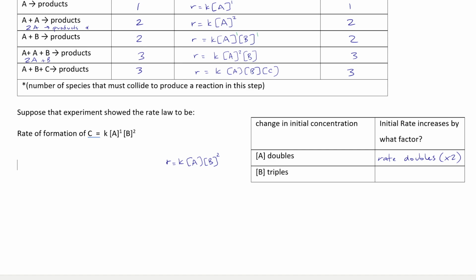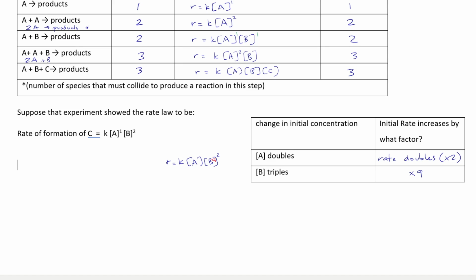Now, if B triples, so if we tripled the concentration of B, that would mean the whole rate would speed up by a factor of 9. That's because we are tripling the concentration, which means we have to raise it to the power of 2. So if B triples, then the rate would actually increase by a factor of 9. And so it would really speed up if you tripled the concentration of B.